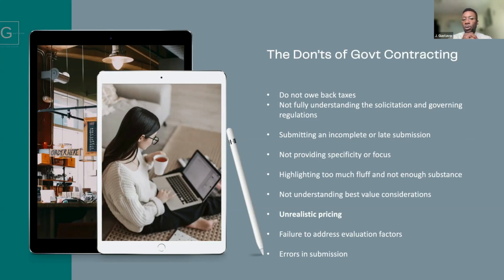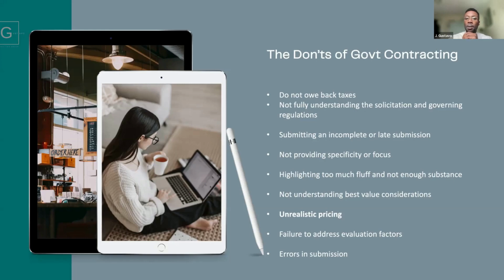You want to make sure that you fully understand the solicitation and the governing regulations of the bid that is actually being issued. You want to make sure that you do not submit an incomplete or a late submission, because they're very keen when it comes to submitting things on time. So if I were you, I would not take the chance and submit something late, unless of course there was a technical error that happened via the portal that you're using to send the information out.